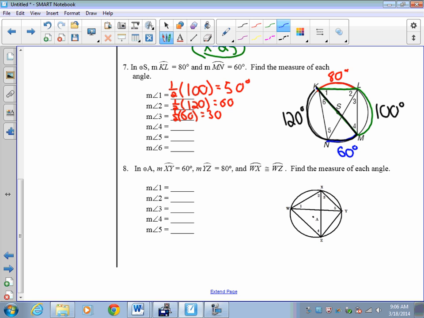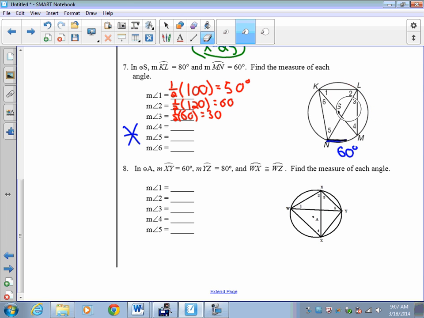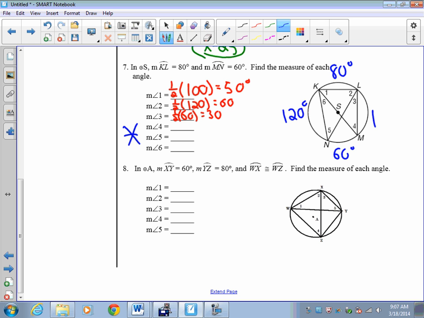So the measure of angle 4, I think you should be able to get the idea. I want you to do 4, 5, and 6 by yourself. So if I erase this, the thing that you need to remember is, let's rewrite those numbers. 80, 60, 120, and 100. So you just take each angle and you should be able to find half of what the arc is.